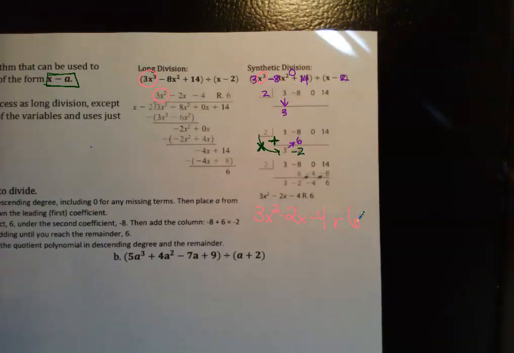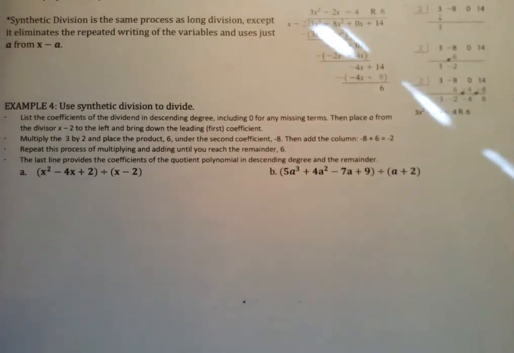So let's actually try them. Okay, let's do those examples on example 4 and see what we get. We're going to use the synthetic division to divide. All right, so first up, list the coefficients in descending degree, including a 0. Well, we have an x squared, so we have a power of 2, a power of 1, and a constant. That's perfect. We don't have to do anything. What's the coefficient for this one, though? 1. Okay, that's going to be helpful. So we're going to have 1, negative 4, positive 2.